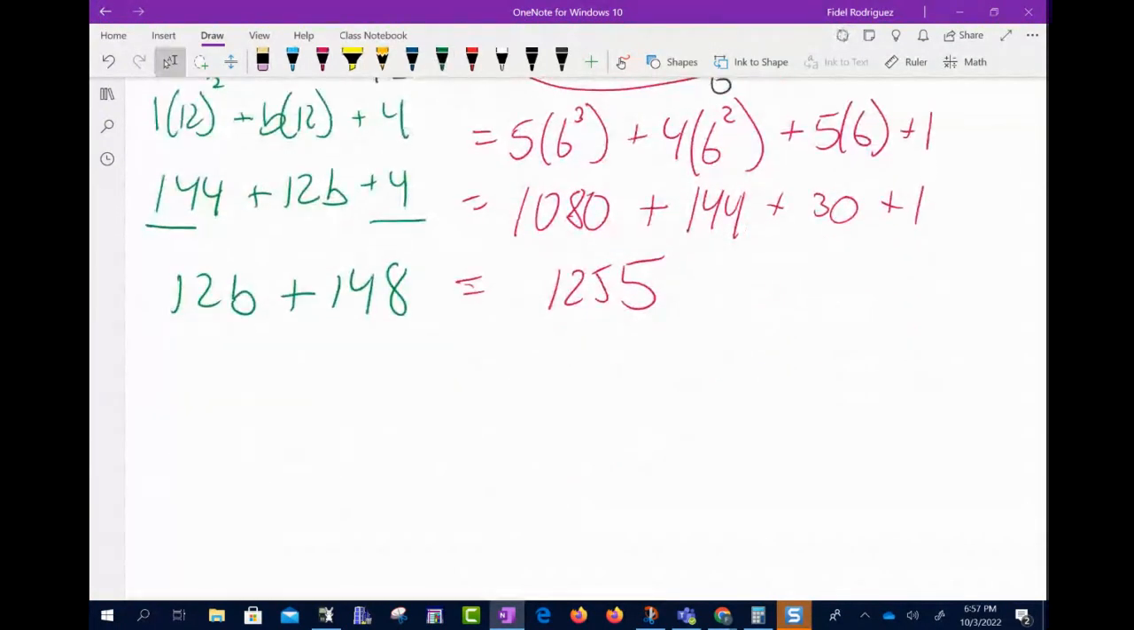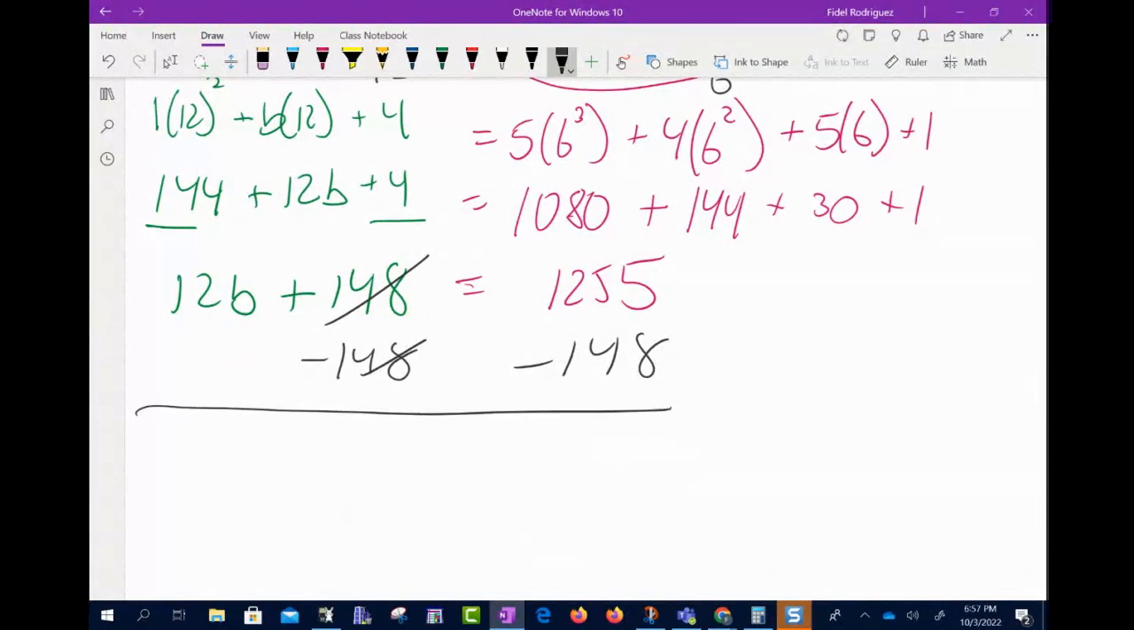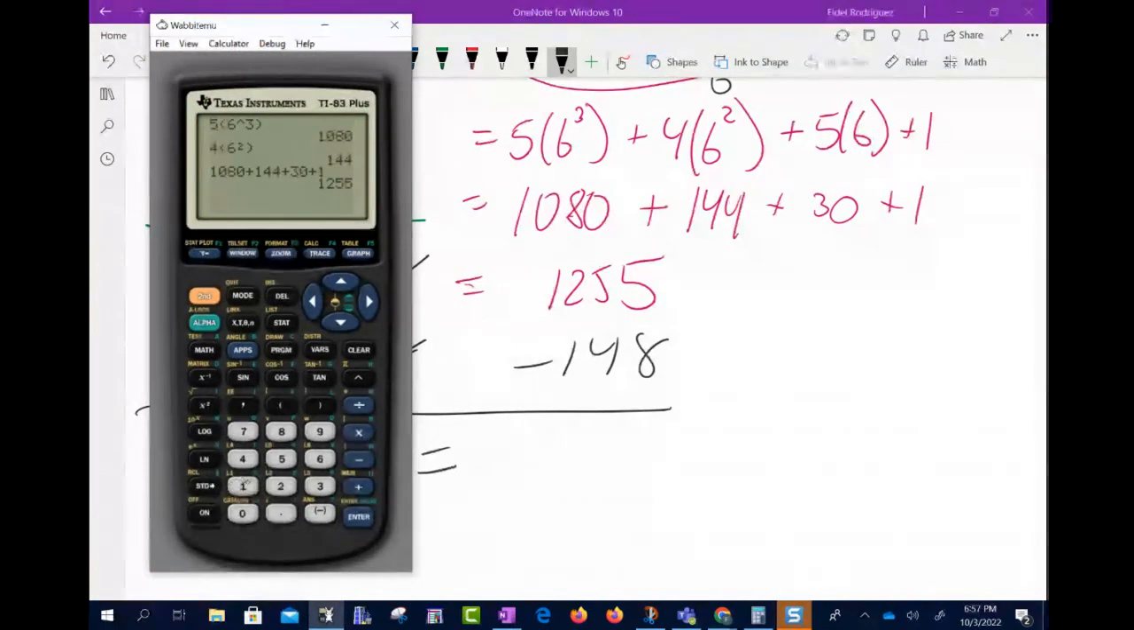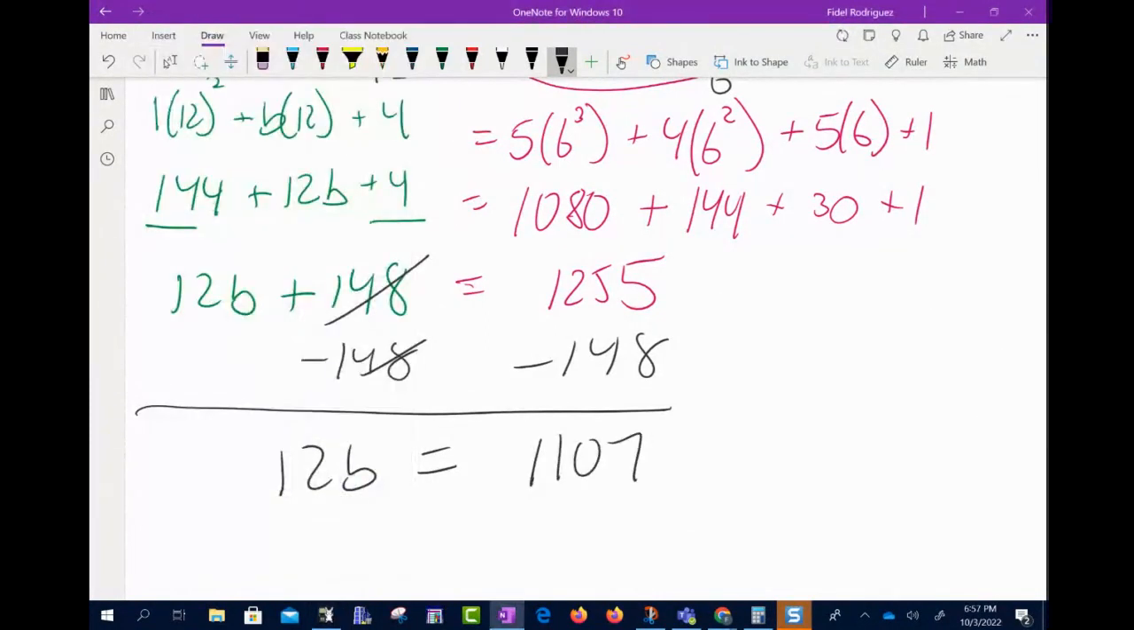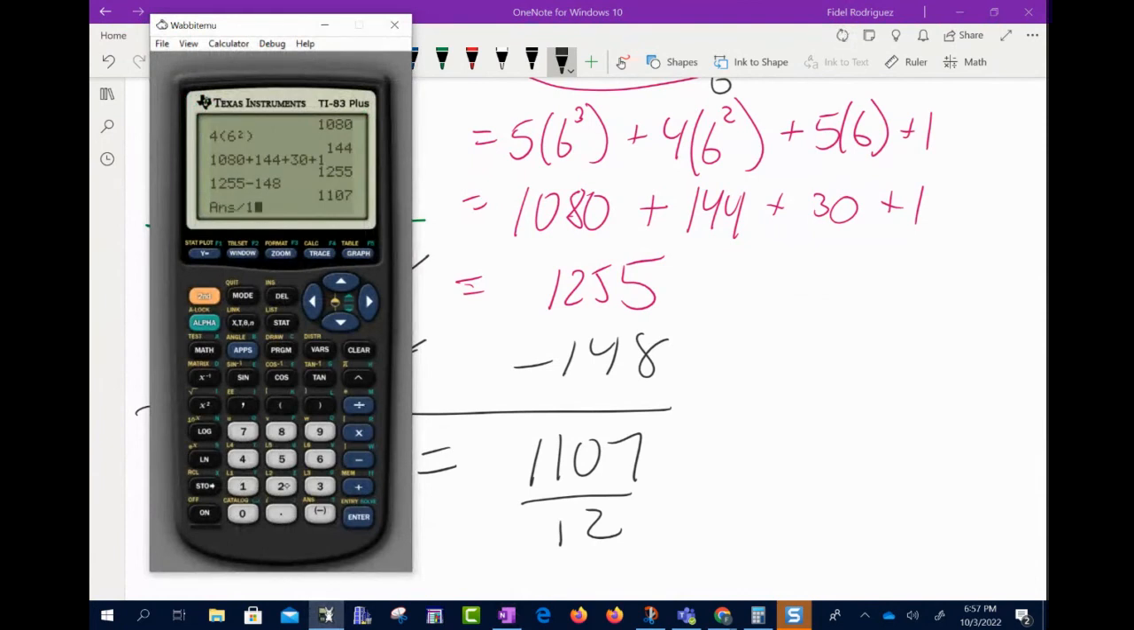Now, what I'm really trying to do here, Amy, is solve for the letter b. So I'm going to subtract 148 on both sides. 12b is going to be equal to 1255 minus 148, and that's leaving me with 1107. Then my last step is to divide by 12. If I divide this number by 12, it doesn't come out nice and neat. It gives me a number like 92.25.